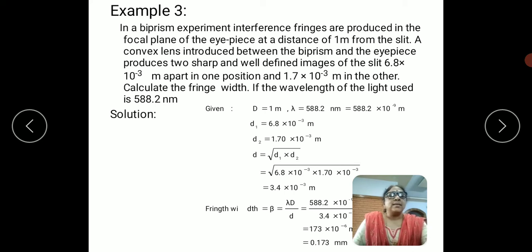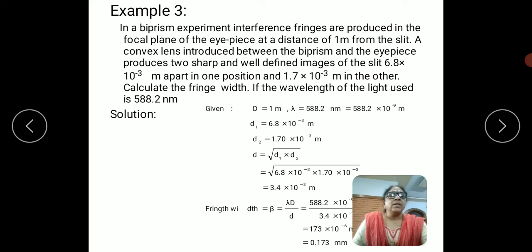So the expression of d is equal to square root of d1 into d2. After substituting d1 and d2, it is 6.8 into 10 to the power minus 3 into 1.7 into 10 to the power minus 3, which is equal to 3.4 into 10 to the power minus 3 meter.